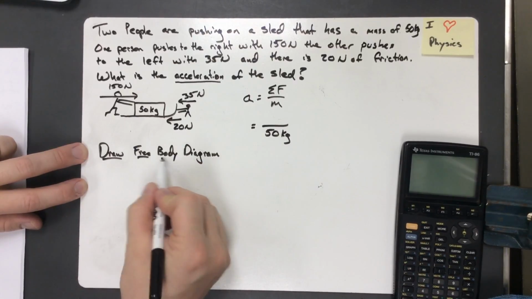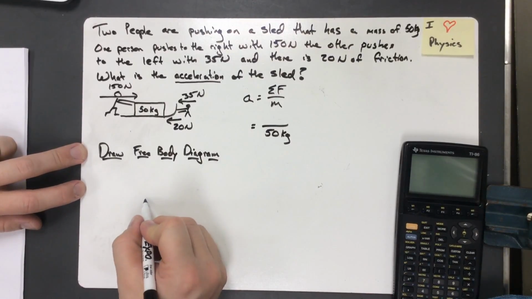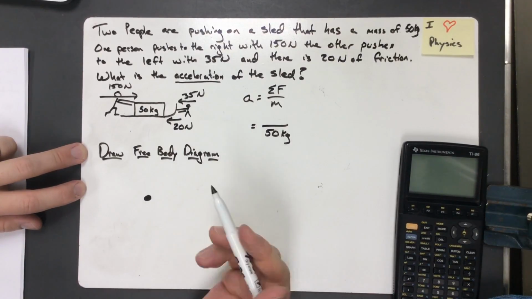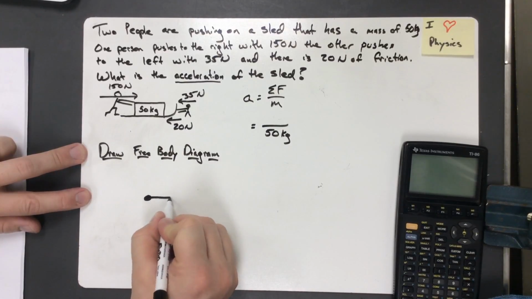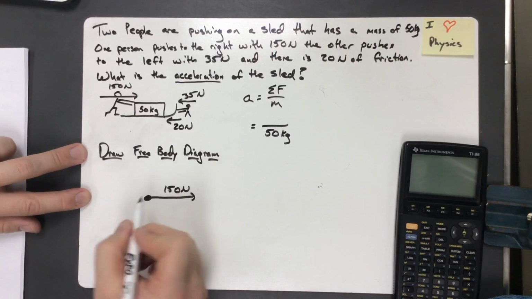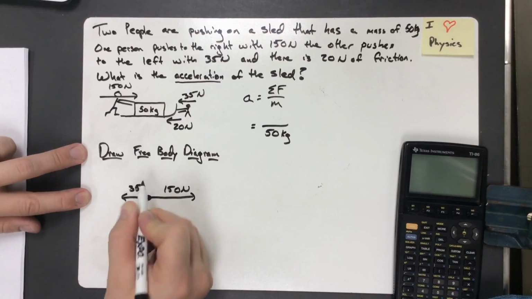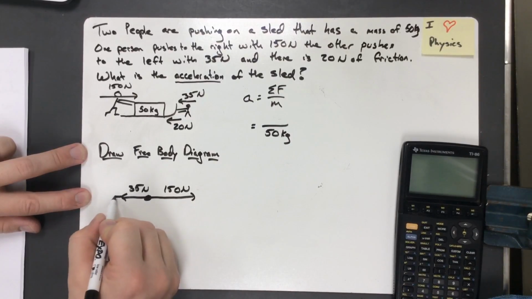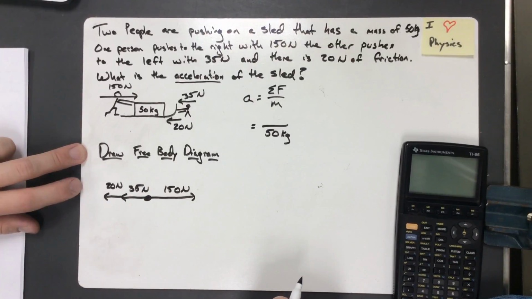Okay, so to draw a free body diagram, what you need to do is start with just a single dot. It's just a simplified picture that draws all the forces acting on the object. So what we'll do here first is start with the forces that we can see. We've got the 150 going to the right. We've got the 35 from the younger sibling pushing to the left. And we've got 20 newtons of friction pushing to the left as well.